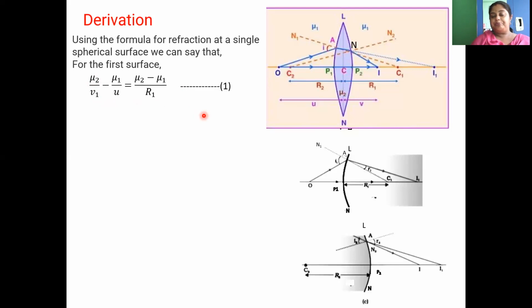Now see, but actually the second surface is present. So the ray AN will suffer another refraction. Is it not? Actually, the surface LP2N is present, so the ray AN will suffer another refraction.